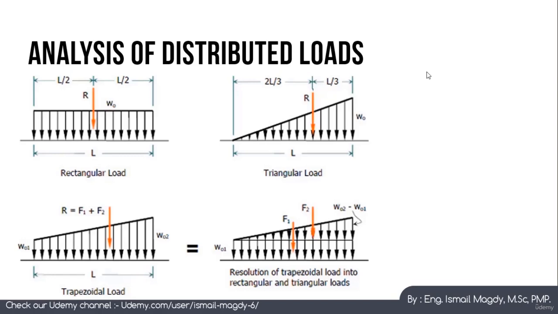In figure 3, we can see a trapezoidal shape distributed load. In order to analyze this shape, we will first need to divide it into two shapes to make it easier to calculate, which are a rectangle and a triangle shape, as we can see here. The resultant load and the location of the resultant of each shape will be calculated as we have earlier explained in figure number 1 and 2.